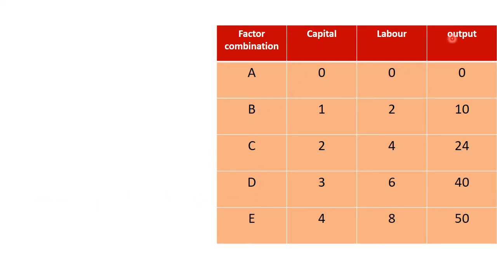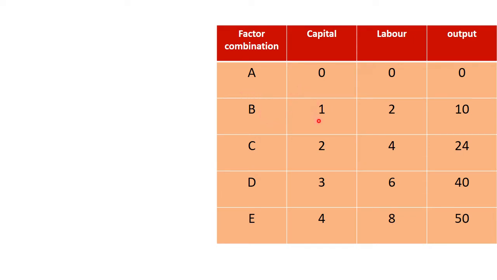So in this table we can show the relationship between the input and output, but in this table we have taken only two inputs, capital and labor. So this is a technical relationship. Here we are showing that capital and labor are the inputs and the output on the other side. So now let's take the combination A. These are random numbers that we have taken to explain the concept.